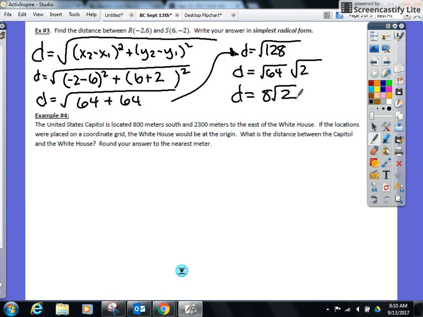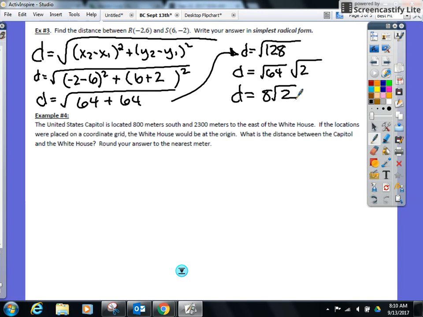Whew! All right, let's do this reading thing. Oh, the United States Capitol. 100 meters south and 2,300 meters east of the White House. Perfect. Where's the White House located? At the, ooh, there's a big math word. Where's the White House located? At the origin, also known as what coordinate? 0, 0, yep. What's the distance between the Capitol and the White House?